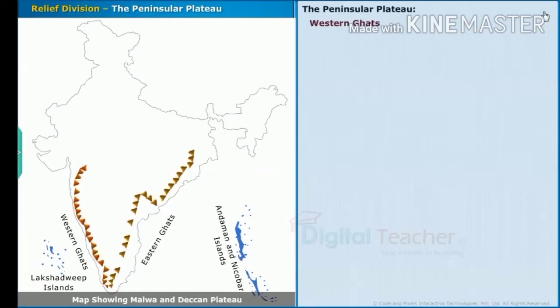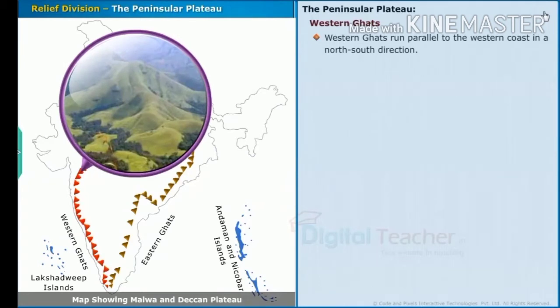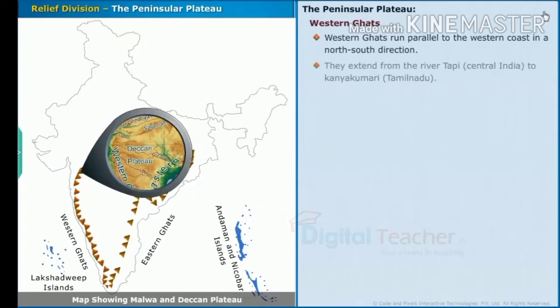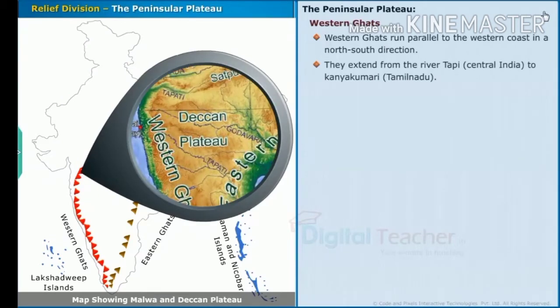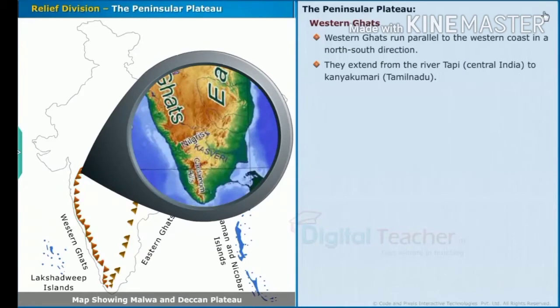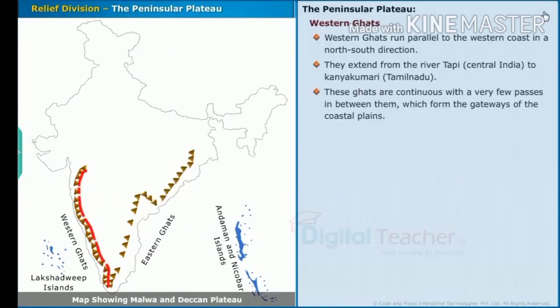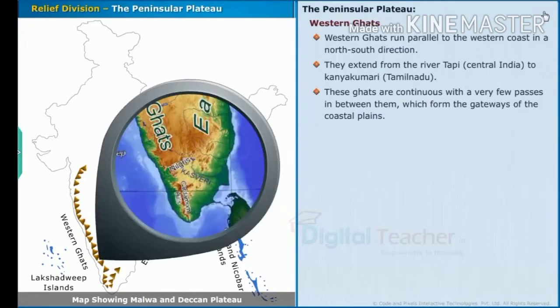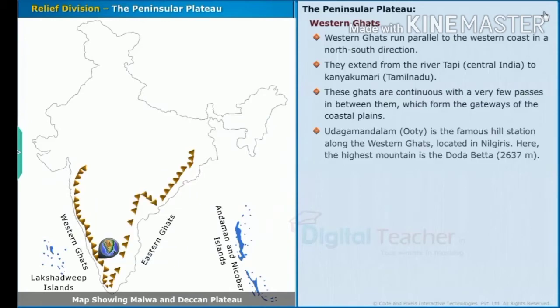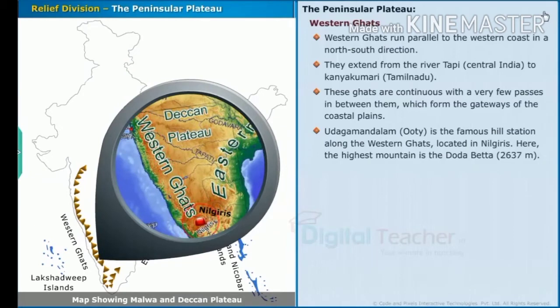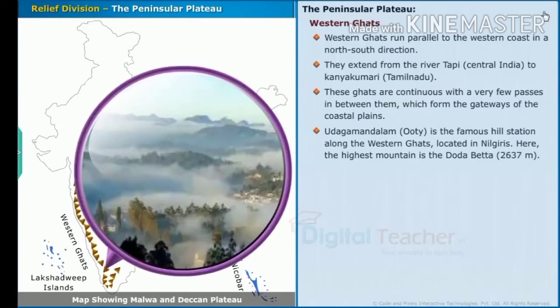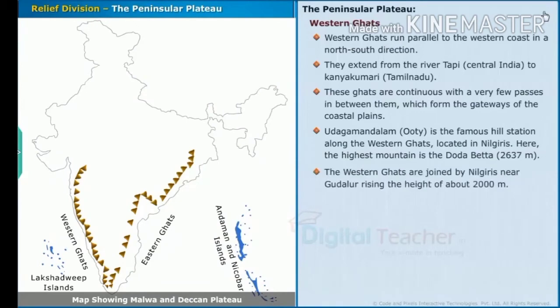Western Ghats. Western Ghats run parallel to the western coast in a north-south direction. They extend from the river Tapi, central India, to Kanyakumari, Tamil Nadu. These Ghats are continuous with very few passes in between them, which form the gateways of the coastal plains. Udagamandalam, Ooty, is the famous hill station along the Western Ghats, located in Nilgiris. Here, the highest mountain is the Doddabetta, 2,637 meters. The Western Ghats are joined by Nilgiris near Gudalur, rising to a height of about 2,000 meters.